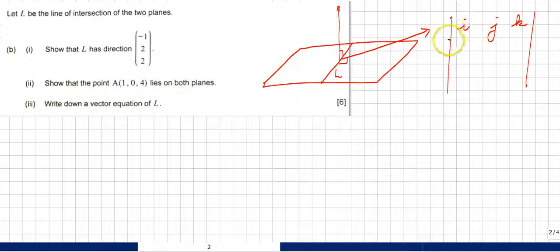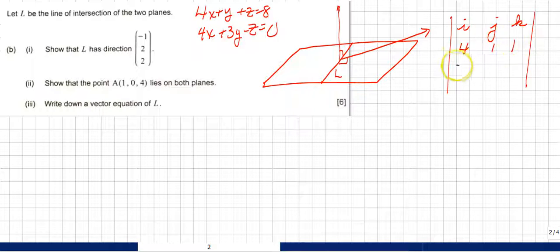And let's see, plane 1 was, it's back in the other part, but let me write those down again. So plane 1 was 4x plus y plus z equals 8. And plane 2 was 4x plus 3y minus z equals 0. So the normal vector to plane 1 is 4, 1, 1. And plane 2 is 4, 3, negative 1. Now this is always easy, except watch your arithmetic. And you also got to remember that j is negative.